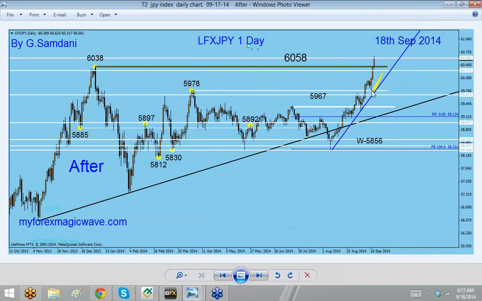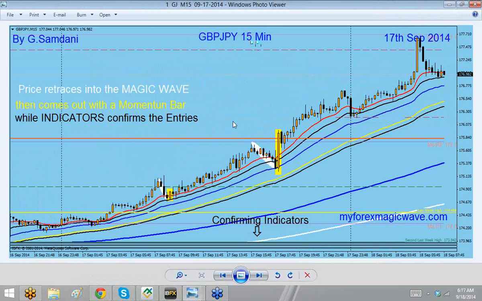60.58. So from here, I sent out this before chart and told my subscribers to start looking for longs in yen pairs. I don't know how they did it and who did what, but I'm just going to show you a few entries that were available. For example, I just told you what will happen to pound yen. That chart was from the 15th, right? The first chart, and then look at that.